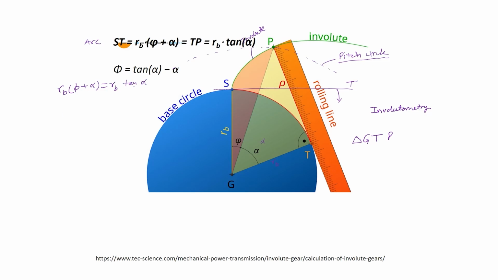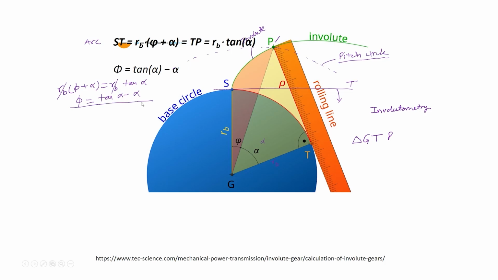So, from this relationship, RB and RB cancel. So, phi is equal to tan alpha minus alpha. That means, the angle between the point from where a tangent is drawn on the base circle and the start point is given by tan of this angle minus this angle.